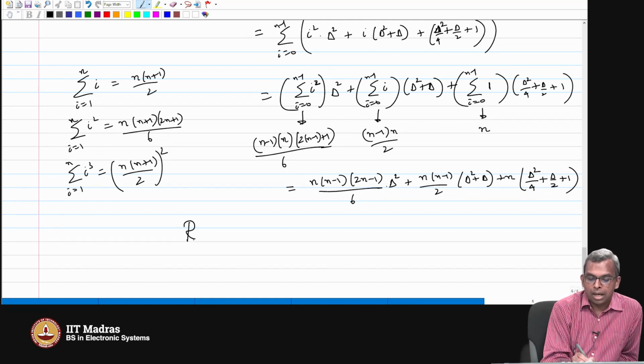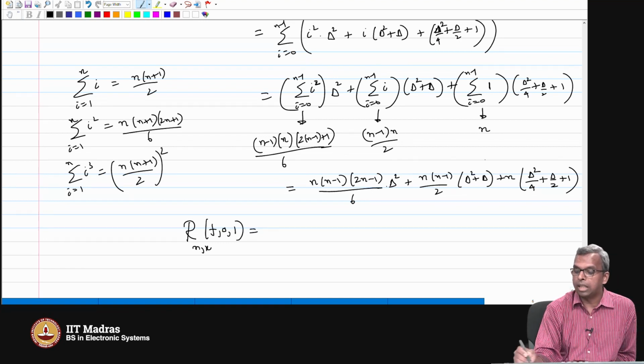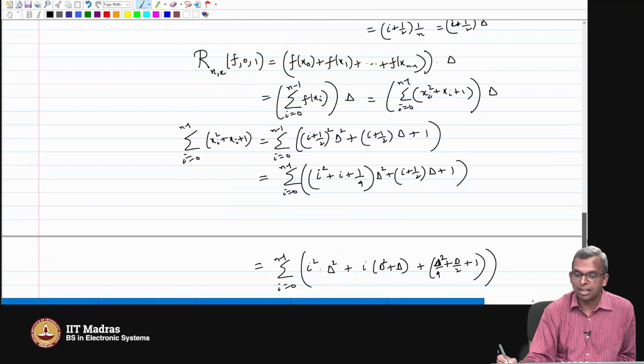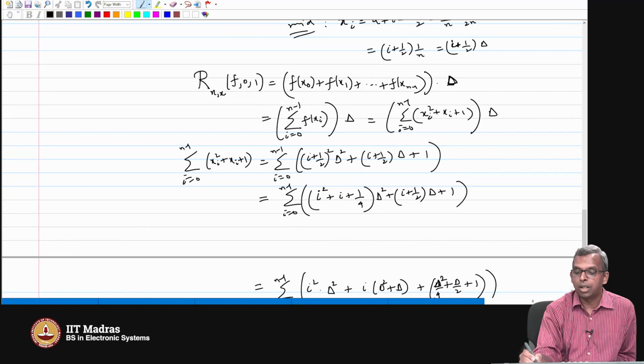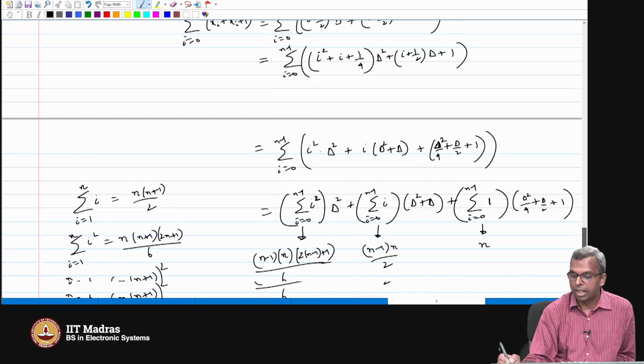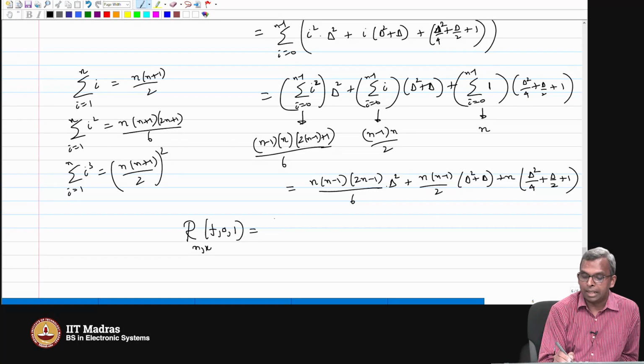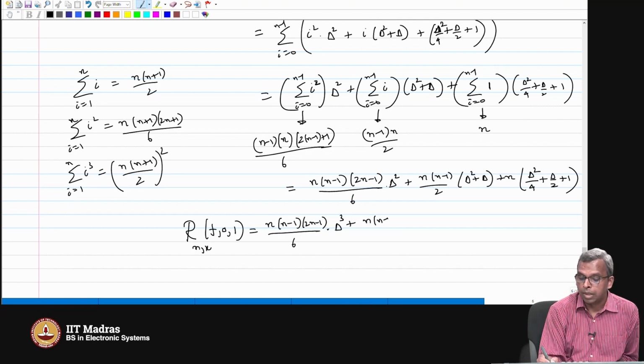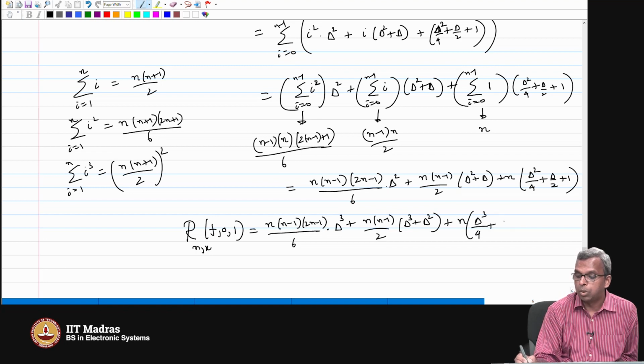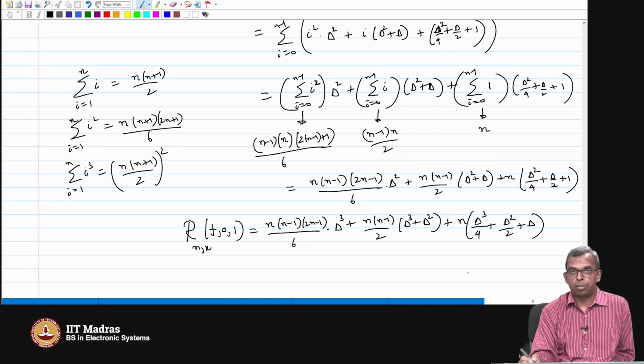Finally, my R_n of f comma 0 comma 1 is going to be this whole thing multiplied by another delta. Remember, don't forget this other delta. This other delta is very important. This will change your answer significantly. So if I multiply by another delta, what will happen? I have n times (n minus 1)(2n minus 1) by 6 times delta power 3, n into (n minus 1) by 2 delta power 3 plus delta squared, plus n into delta power 3 by 2 plus delta squared by 2 plus delta. I hope you see this.